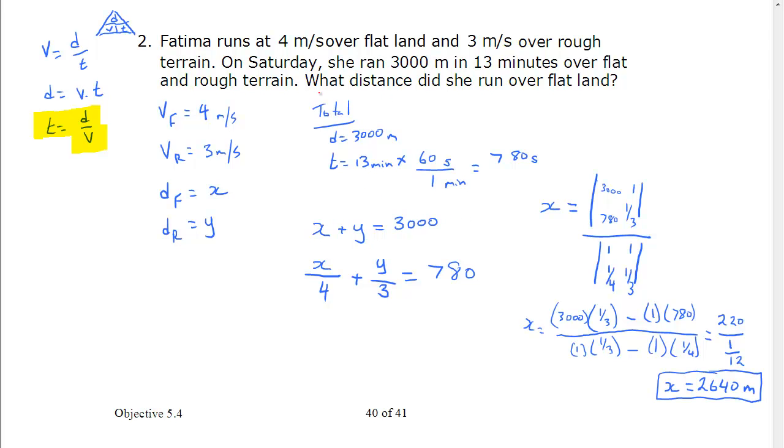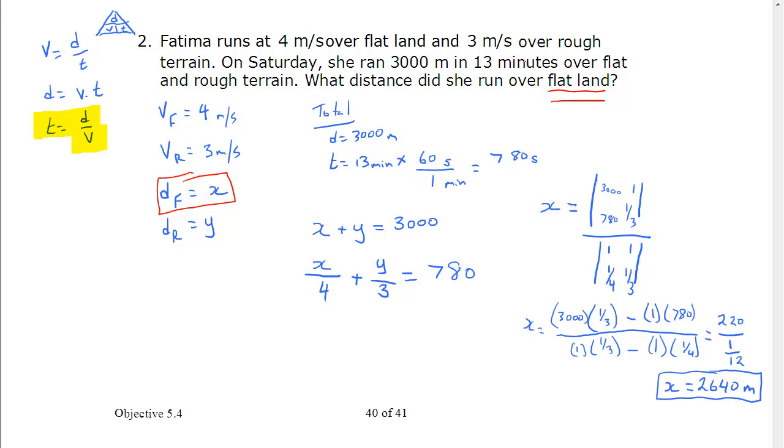But let's check our question. Our question says, what distance did she run over flat land? Well, distance over flat is given by x according to what we wrote over here. So we've already answered the question. This question doesn't require us to find y. We just wanted 2,640. So we don't even have to go any further than that. The advantage of using determinants here is you can find the one variable you need if there's only one part for the answer. So that's the end of example 2.